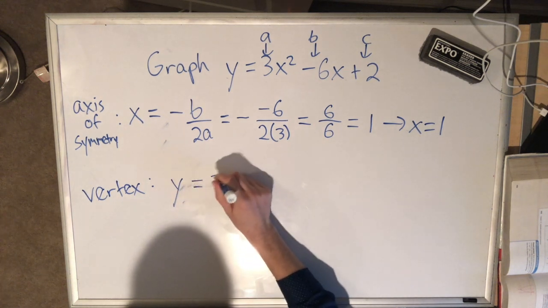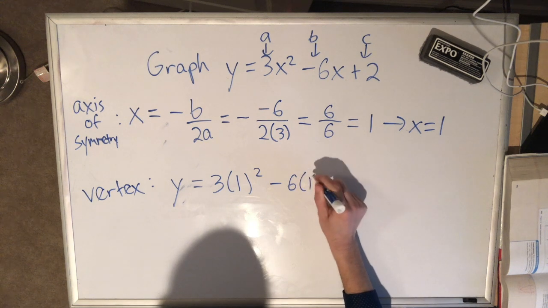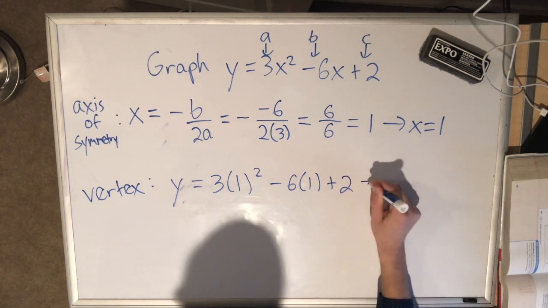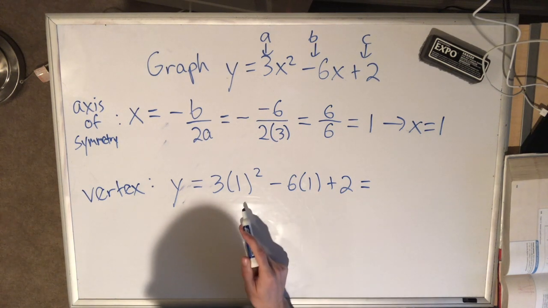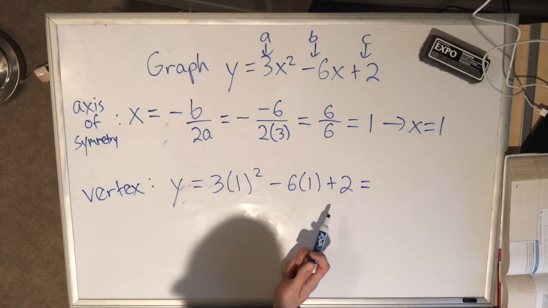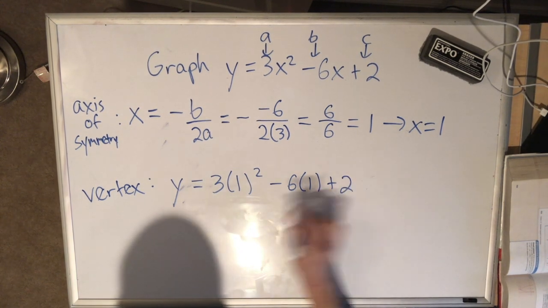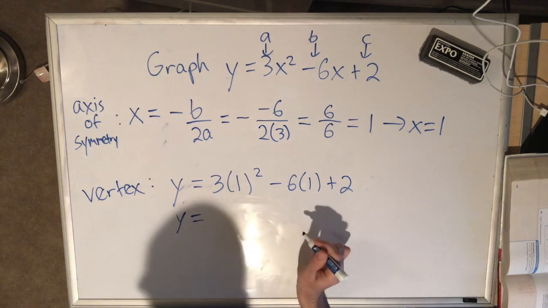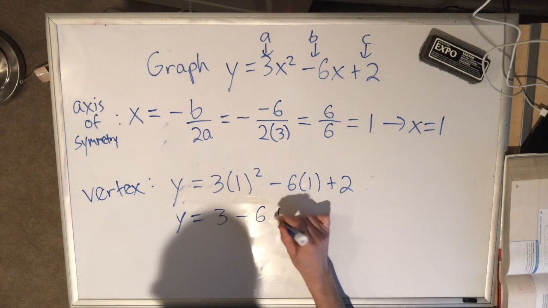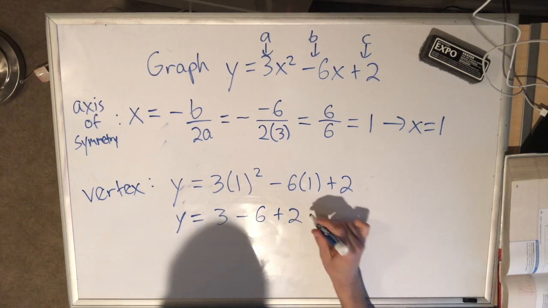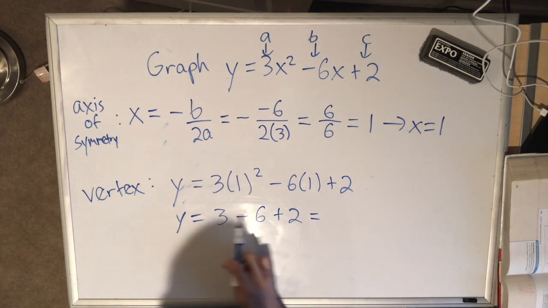That's y equals 3 times 1 squared minus 6 times 1 plus 2. And follow PEMDAS. Do E for exponents before M for multiplication, or A for addition, or S for subtraction. So that's 1 squared is 1, 3 times 1 is 3, 6 times 1 is 6. Addition and subtraction are equal in importance, so if you have both in the problem, do whichever appears first as you go from left to right.